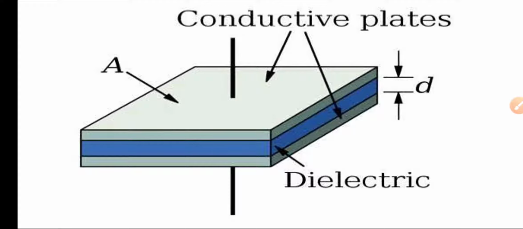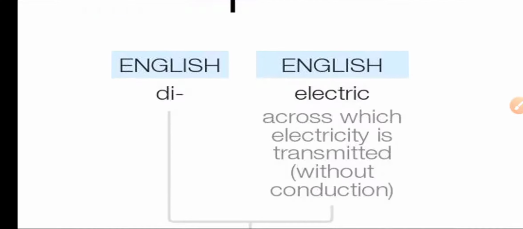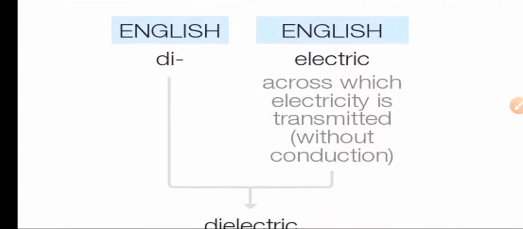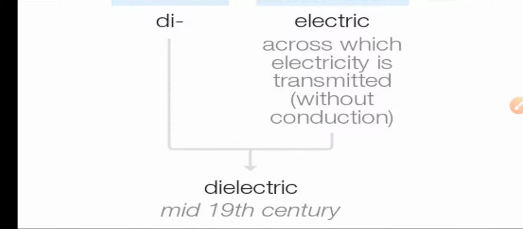Dielectric materials like ceramic, mica, glass, plastics, sometimes gases. Some gases are used, some liquids are used, vacuum, air. The word comes from the English words die and electric, across which electricity is transmitted without conduction. There is no conduction; what there is, is a storage of charge, and after that polarization occurs.